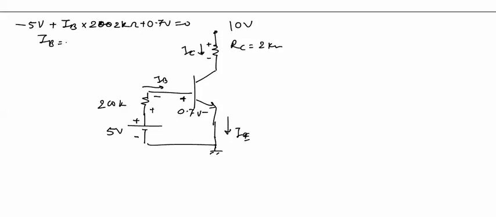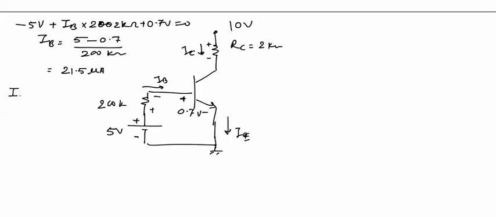Now IB is equal to 5 minus 0.7 divided by 200 kilo ohms, and it is equal to 21.5 microamperes.